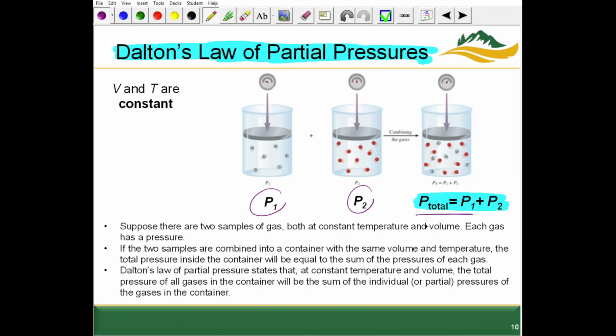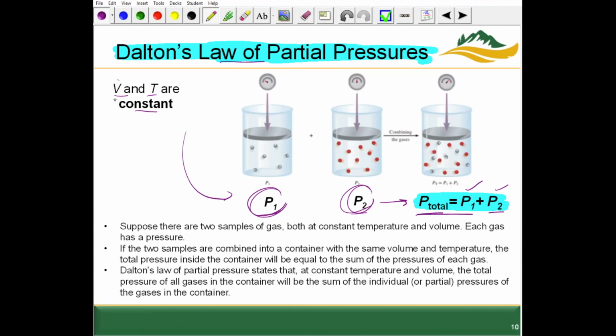So pressure total is the contribution from the pressure of gas 1 and the partial pressure, so the contribution from gas 2. You take the partial pressure of gas 1 plus the partial pressure of gas 2. That gives us pressure total. This is the law of partial pressures, that these individual partial pressures are additive to find our total pressure. If nothing else is changing, so volume and temperature are constant, then this Dalton's law of partial pressure holds.